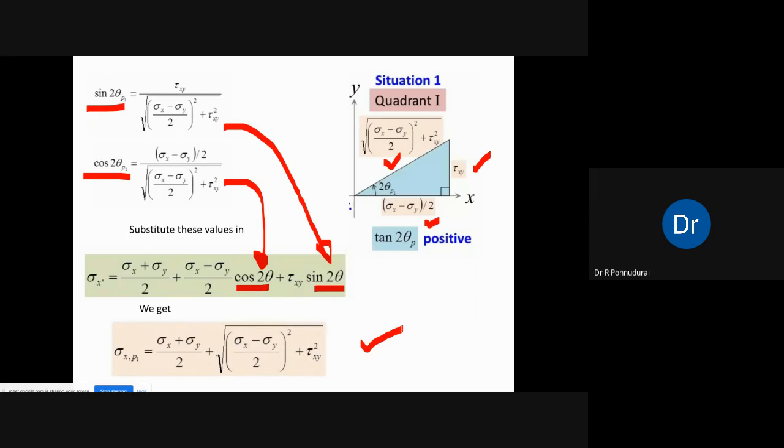Is it okay? You should know this idea so that we can go for practice in lesser time. We just calculate sine 2 theta and cos 2 theta and substitute these values here to get the principal stresses, sigma 1 and sigma 2. This will lead to sigma 1 from this expression. Shall I go ahead?